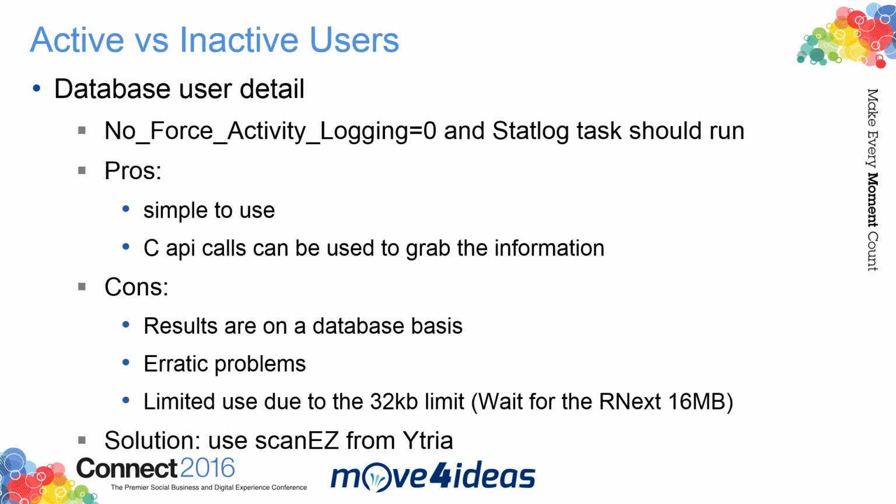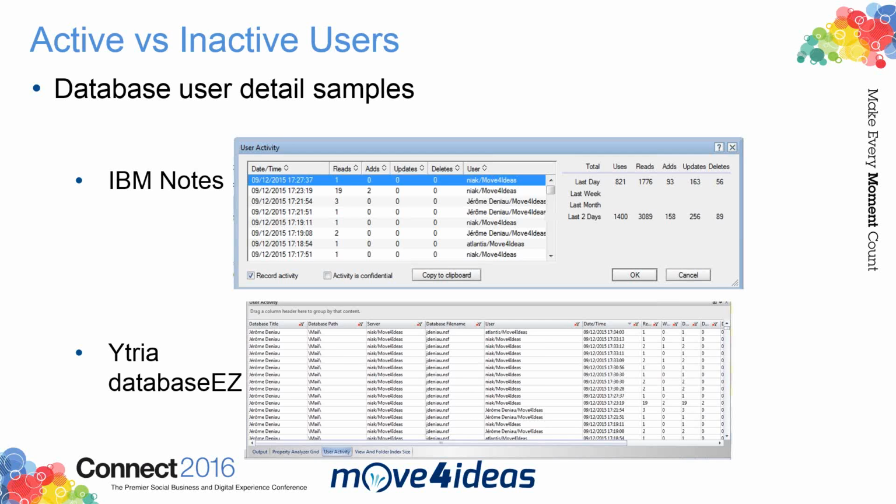And we are limited in use due to the 32 kilobyte limit. So we need to wait for the next release. Normally in 9.2, the limit should be set to 16 megabytes for the fields. Another solution should be to use Scan Easy from Whiteria. So I will show you the results and explain the problem.